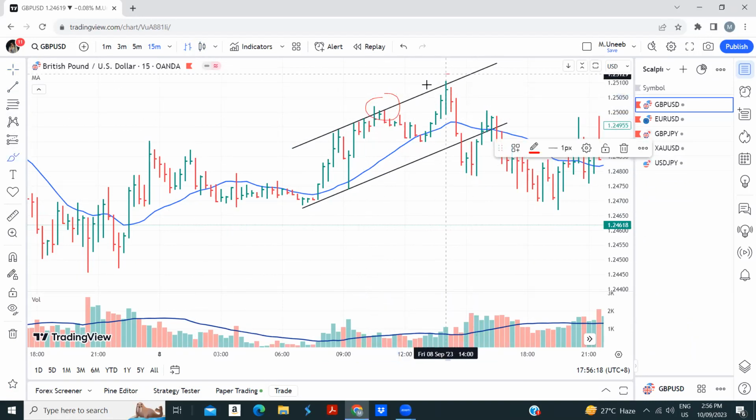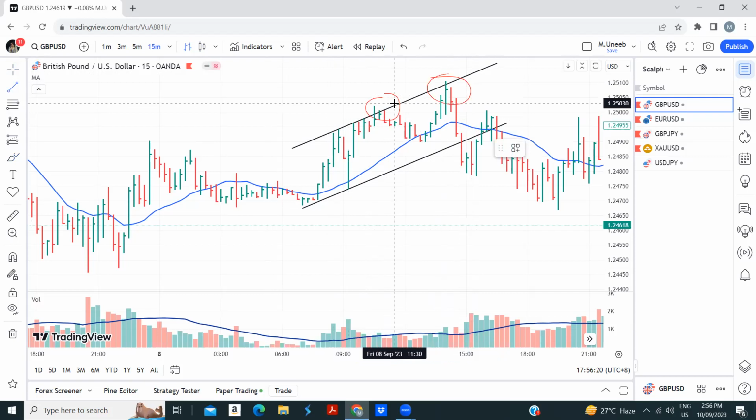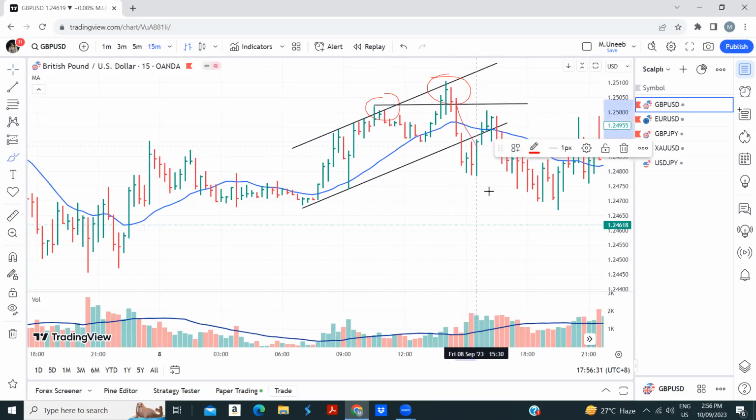Can you see? And you see the high volume occurrence here? Yes, we have the high volume here. Just draw it. Upthrust. Go short. Simple. Go short.